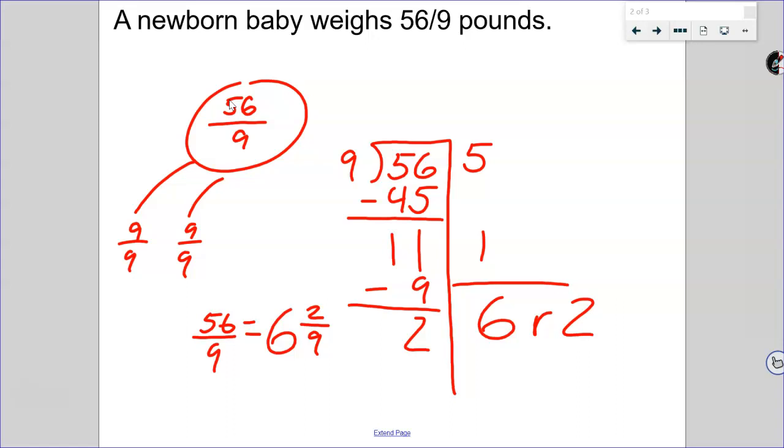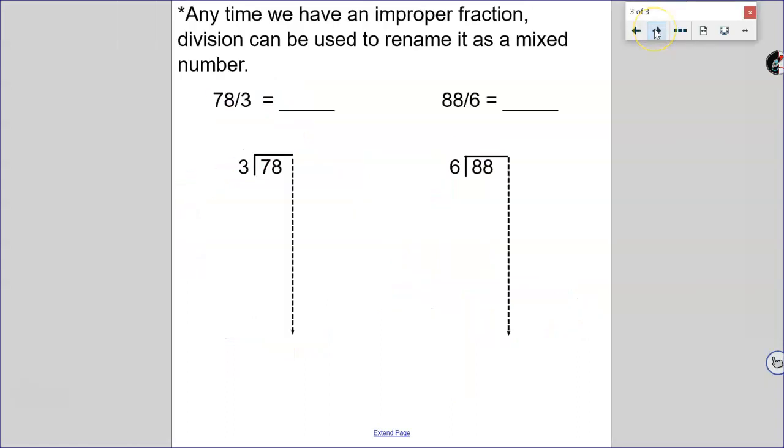So essentially what we're getting at is that division can be used to quickly rename an improper fraction. Sometimes we can do it quickly in our heads because an improper fraction might not be that big, but sometimes we will end up with large improper fractions, and division's a quick way to help us rename them.